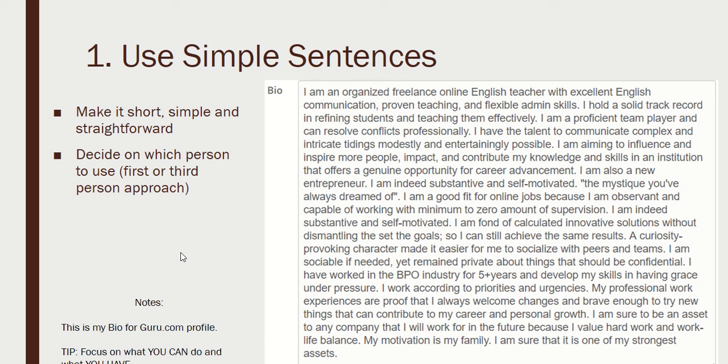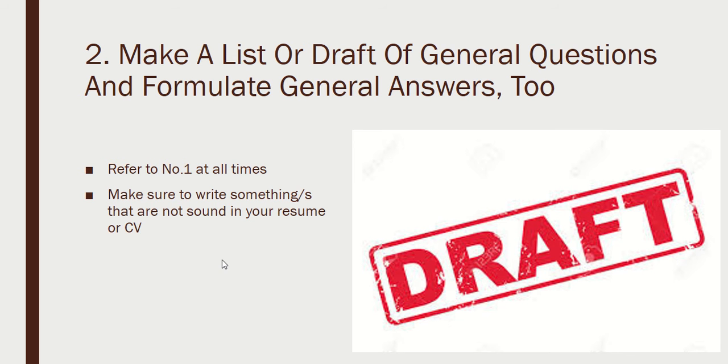Okay, so first person approach, simple, straightforward. Again guys, focus on your uniqueness, focus on what you can do and what you have. Next, make a list or draft of general questions and formulate general answers too. So, what I did is I Googled some common questions during interviews. Okay, and I also got some tips on how to answer them.